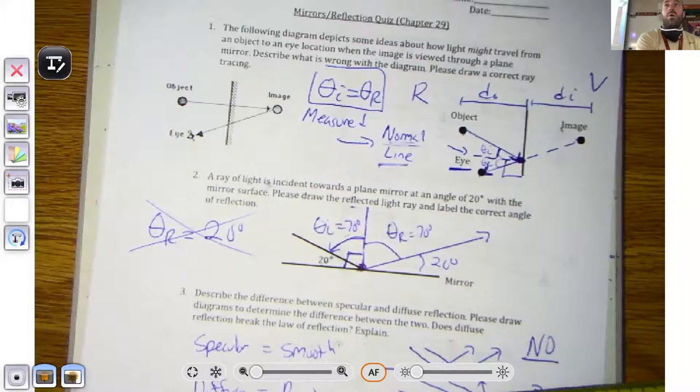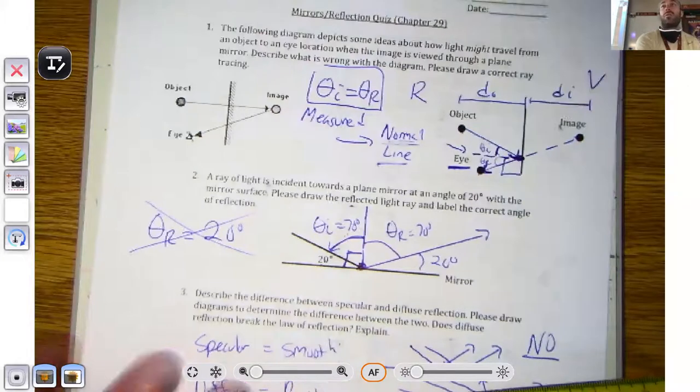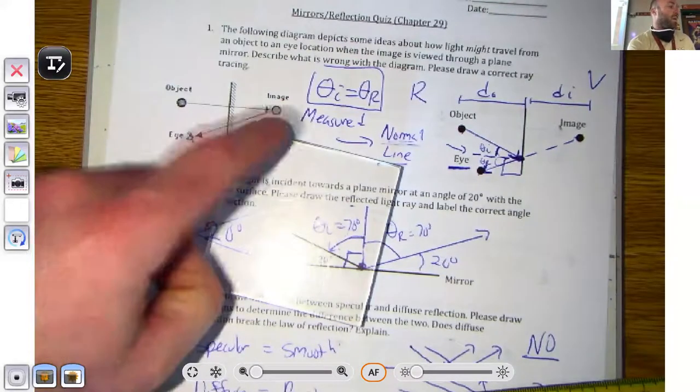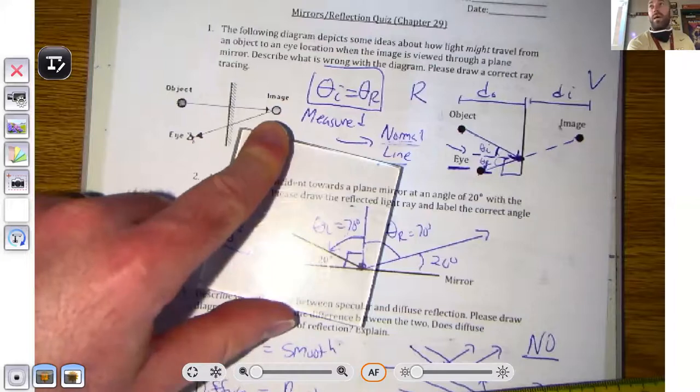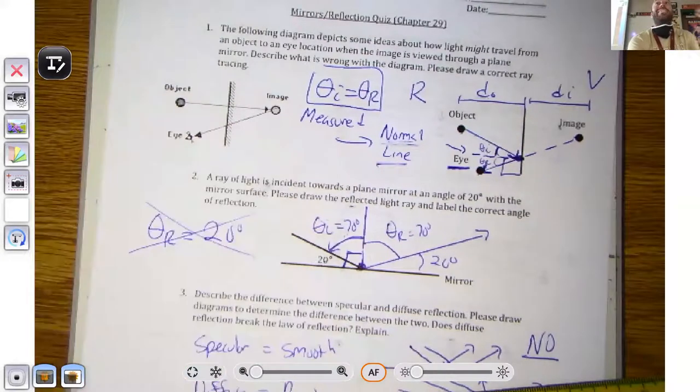Always, always, always measure your angle from the normal line, not from the surface of the object, whether it's the mirror, or in this case, as we start getting into our clear pieces of plastic and glass, we're not measuring it from the surface of the glass or plastic. We're measuring it from the normal line, which is perpendicular to the surface of the glass or plastic.